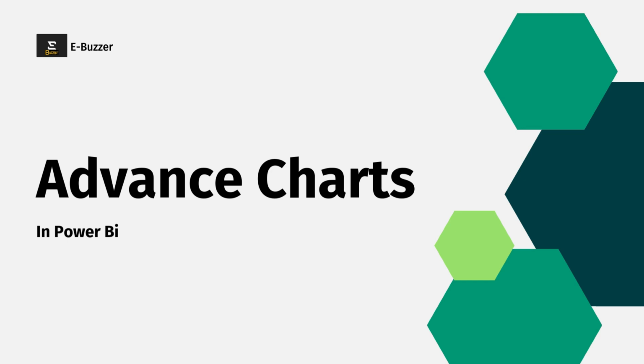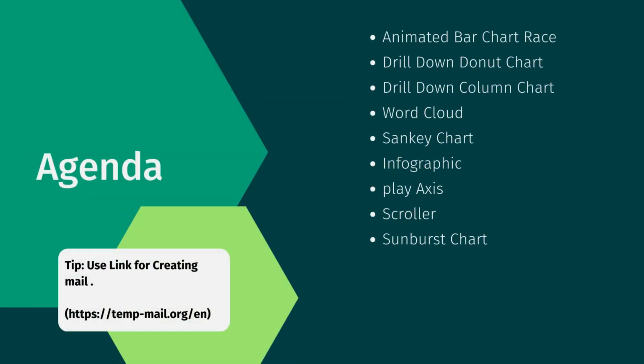So in this section, I'll be showing you 9 different charts in Power BI which you have to import from a third party, that is AppSource, and you can create the charts. Now, what are those charts? We will see animated bar chart race, drill down donut chart, drill down column chart. Column chart and donut chart you have seen, but if you want to see some drilling down, you can use this drill down column and donut chart. We have word cloud, Sankey charts, infographic, play axis, and scroller.